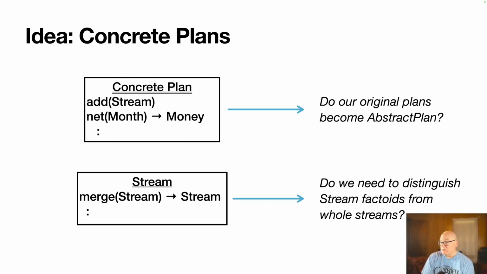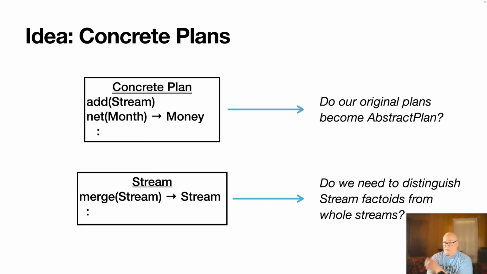Do we need to distinguish stream factoids from whole streams? That's a thing I don't know. Right now, our streams have a little bit of optional information because they don't make you specify the start date and the end date. But we'll have to make sure how that assembles together. It's a little tricky for sure.